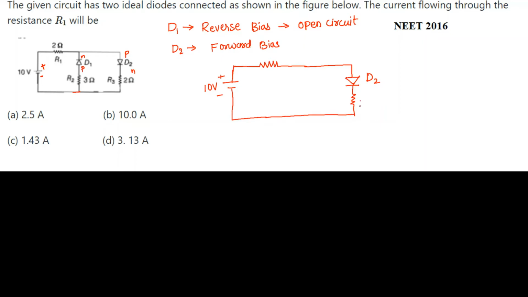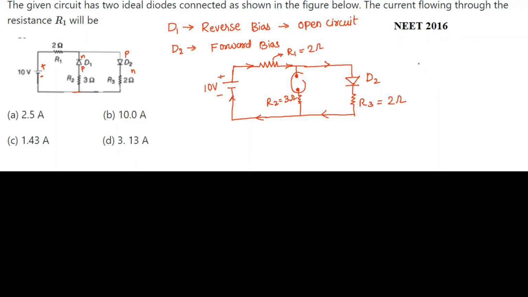Here is resistance R3. R3 is equal to 2 ohms. R1 is equal to 2 ohms. Now this diode will behave as an open circuit. Here R2 is equal to 3 ohms. So no current flows through this open circuit. The current will directly go here and it will reach here.